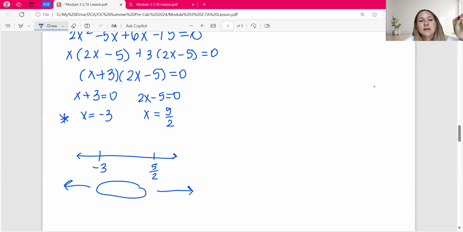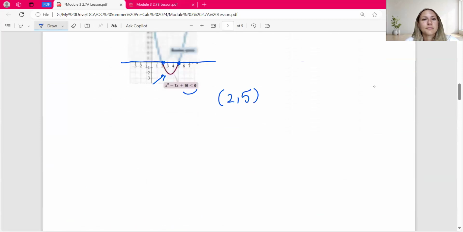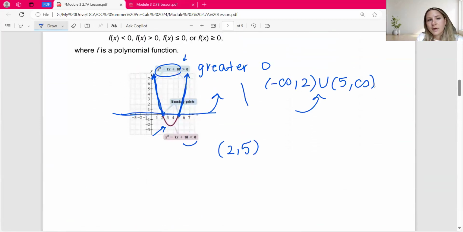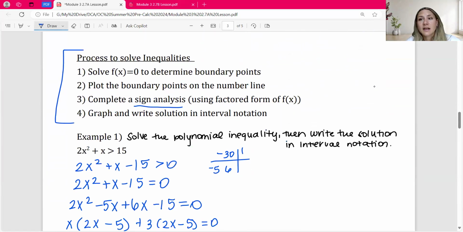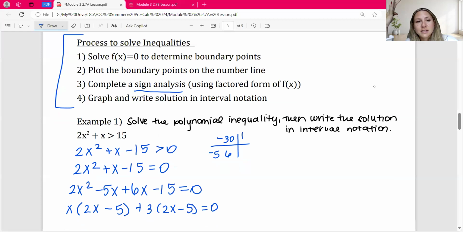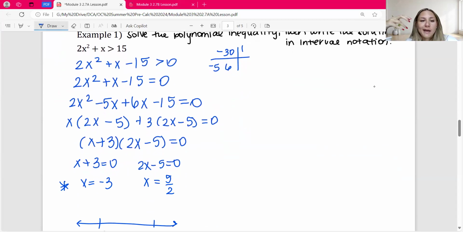I need to test, we call them test values, a number in each of these intervals, because remember, we're trying to figure out whether the graph is above the x-axis, greater than 0, or below the x-axis, less than 0. So those boundary points are the points at which it changes from greater than 0 to less than 0. And our sign analysis is going to tell us whether it's a positive number, that means it's going to be above the x-axis, or if I do my sign analysis and it's negative, it's going to be below my x-axis.